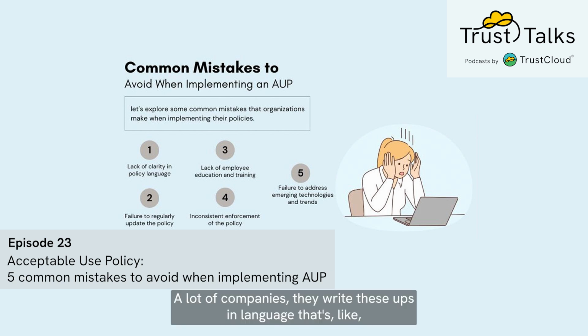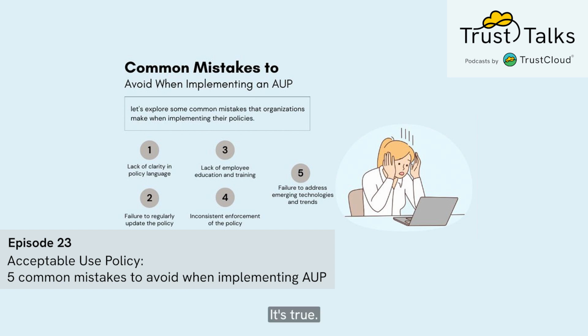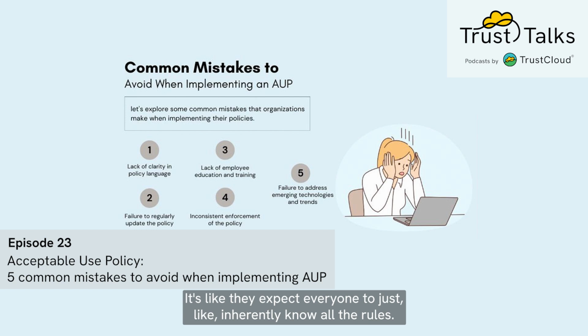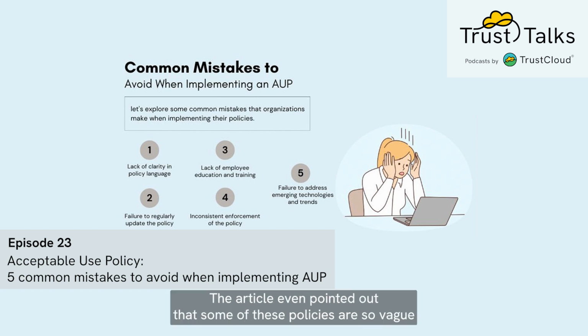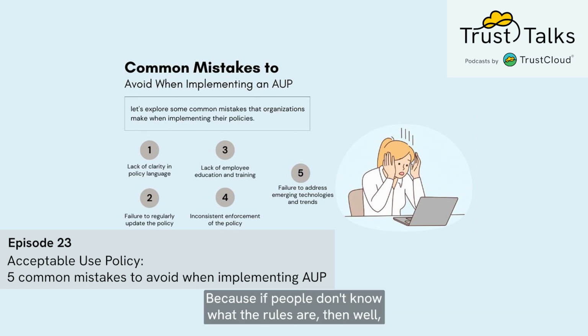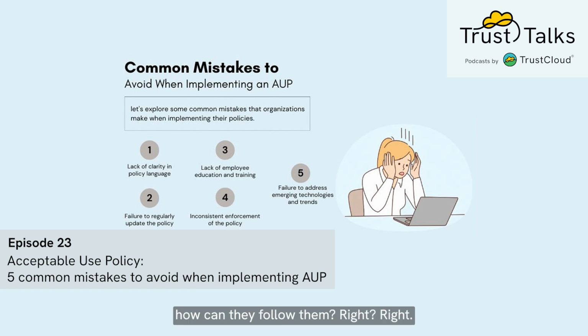Sounds good. A lot of companies write these AUPs in language that's so confusing and complicated, it's almost impossible to understand. It's like they expect everyone to just inherently know all the rules, but it doesn't really work that way, does it? No, not at all. The article even pointed out that some of these policies are so vague that they don't even specify what's considered appropriate online content. And that's where you run into trouble, because if people don't know what the rules are, how can they follow them, right?